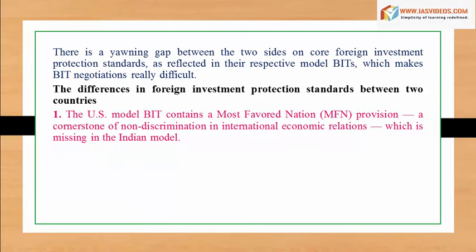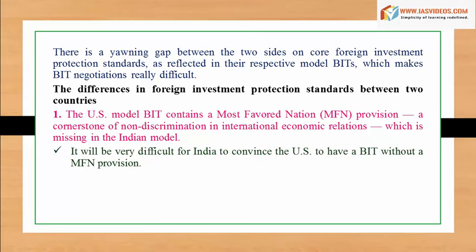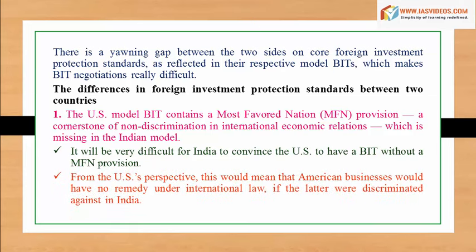1. The US model BIT contains a Most Favored Nation (MFN) provision, a cornerstone of non-discrimination in international economic relations, which is missing in the Indian model. It will be very difficult for India to convince the US to have a BIT without an MFN provision. From the US's perspective, this would mean that American businesses would have no remedy under international law if they were discriminated against in India.